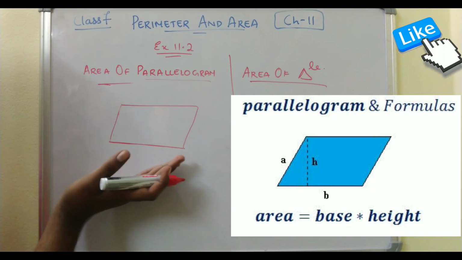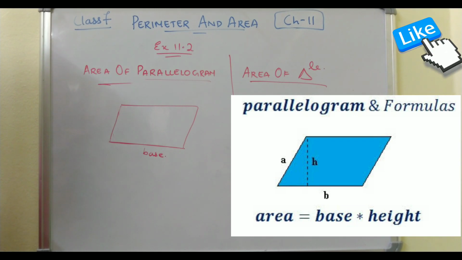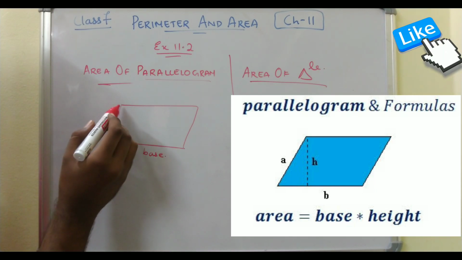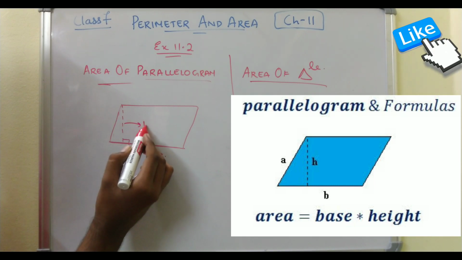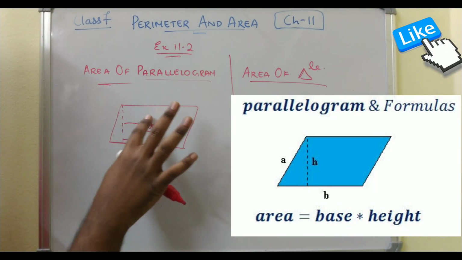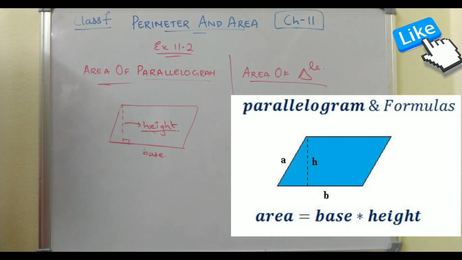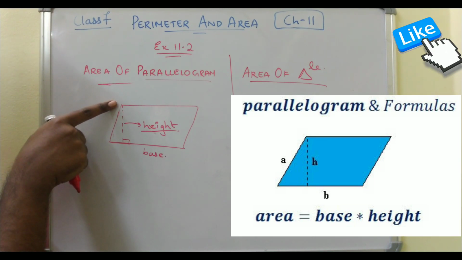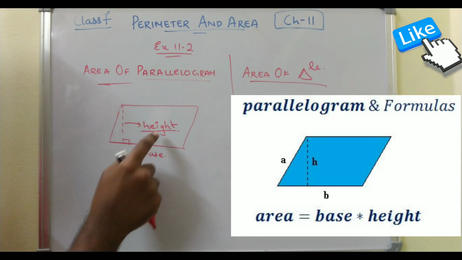Whichever side is resting on the surface, we can say it is the base. Now, if this is the base, then the height will be this. HT means height, or otherwise I can write it as height only. Now, how to identify whether this is a height or not? From the vertex, one perpendicular line to the base is nothing but height.